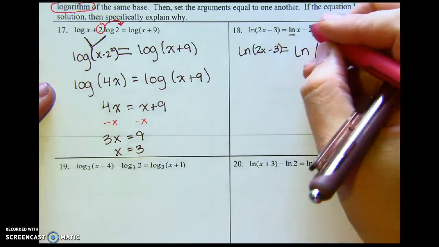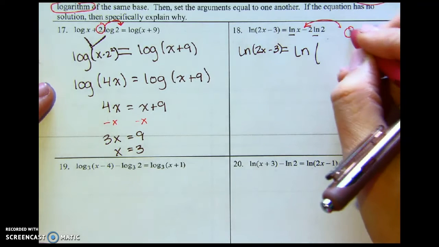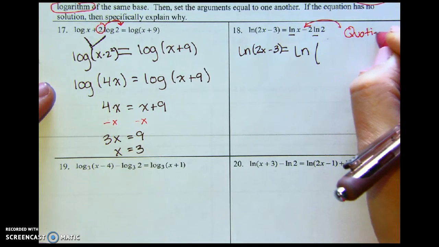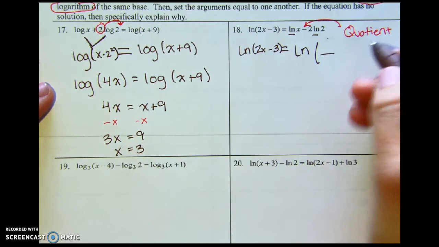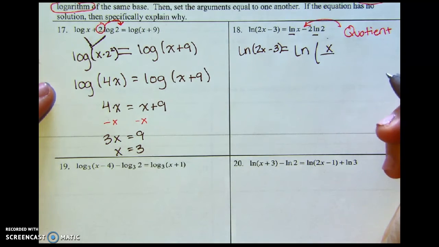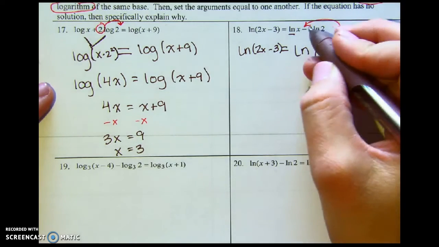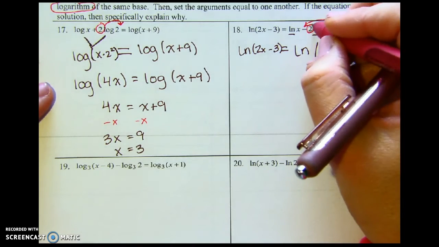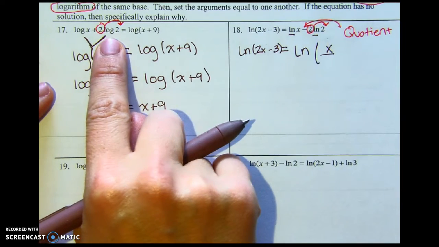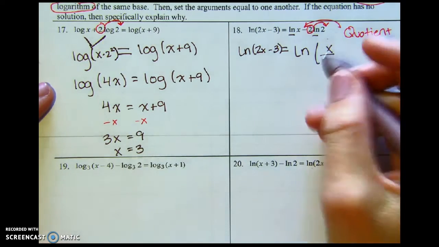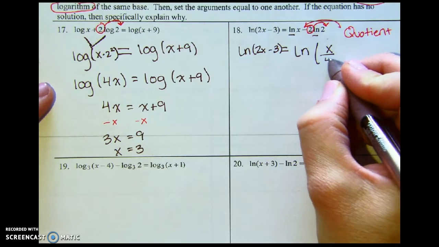And what does the minus sign mean? That means we're going to use the quotient property. So when you subtract two logs, you divide their arguments. X is in the numerator because it came first. But again, what are we going to do with this 2 in front? This 2 in front is going to go up here and become 2 squared, just like we did here. So what's 2 squared? 2 squared is 4, usually.